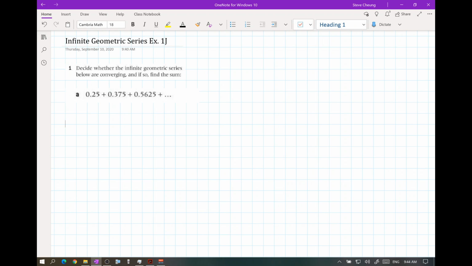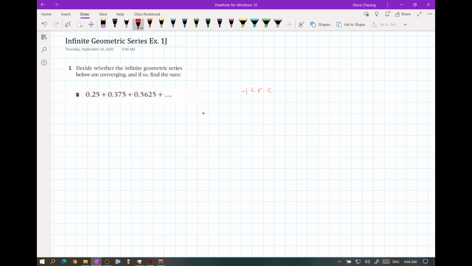Here in the first question, we want to find out if the sums below are going to converge, meaning if the common ratio is going to be between -1 and 1, and if so, then we will find that sum. In the first question, the common ratio is times 1.5. You can simply take a latter term and divide it by the former to find that ratio.